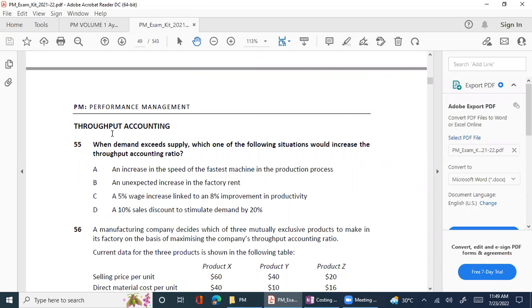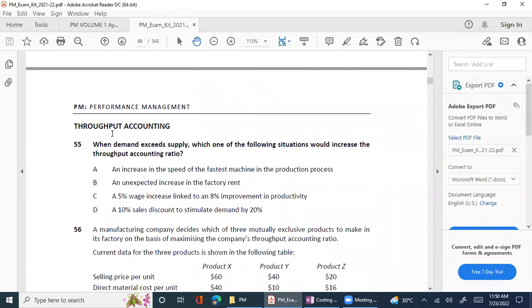Now we are left with two options, B and C. An unexpected increase in the factory rent. So if there is an increase in factory rent, throughput accounting ratio will be worse. So B is not the answer. Let me read the C. A 5% increase in wage.